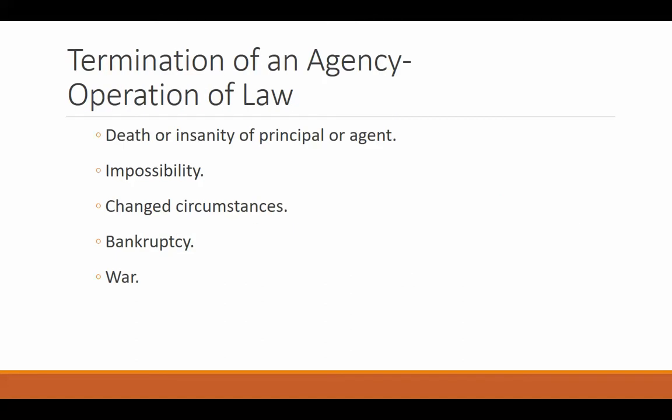And some final thoughts on when an agency can terminate. It could be through death or insanity of our principal. If the underlying terms of the relationship become impossible to fulfill, if there's a change in circumstances, if there was bankruptcy, if there's war. So these are some of the overarching reasons we may see that agency end.